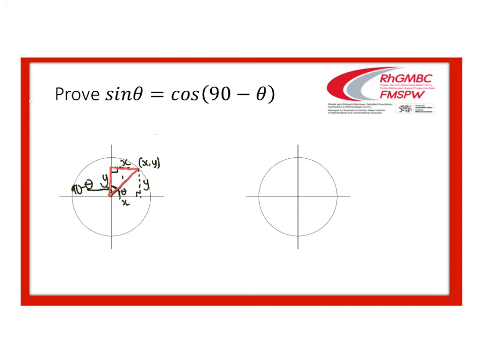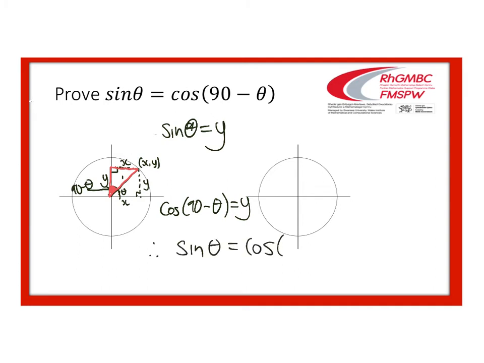When I do cos of 90 minus theta, this angle down the bottom here, what we're going to get is that the adjacent is in fact y, divided by the hypotenuse, which is 1. We've of course seen already that sine of theta is always equal to y, so therefore we have sine theta equals cos of 90 minus theta.